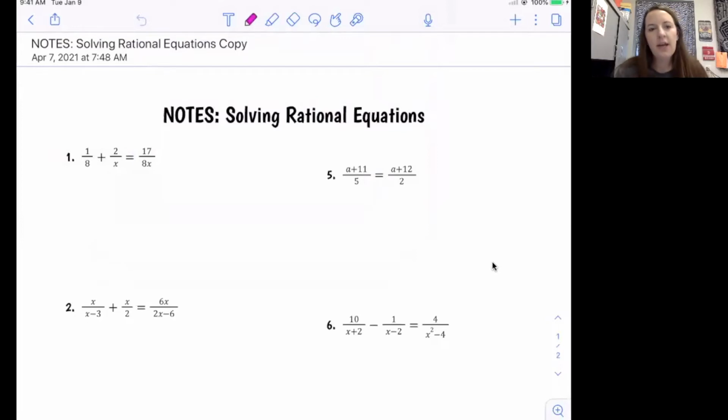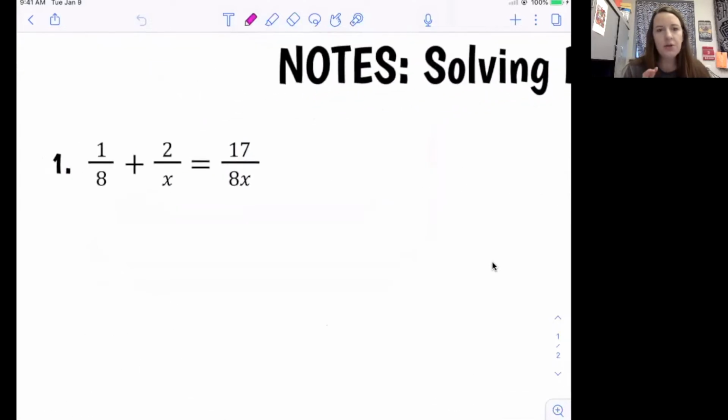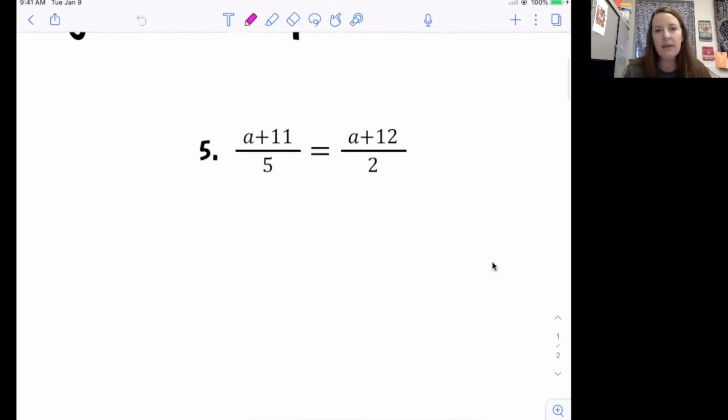Today, we're going to take a look at solving rational equations that are presented in two different ways. The first way that we're going to look at is two rational values added or subtracted equal to another value. And the second way we're going to look at is something that's written as a proportion. So one fraction equal to another fraction.